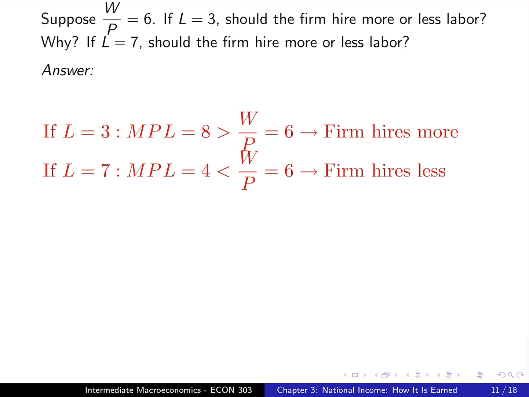Case number 2. If L equals 7, from the table, MPL equals 4. Since MPL equals 4 is less than W over P equals 6, the cost of hiring exceeds the benefit from the extra output. The firm should reduce the amount of labor hired, or hire less.